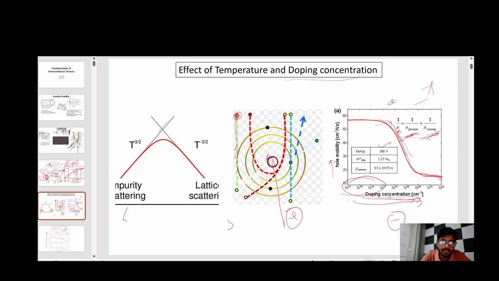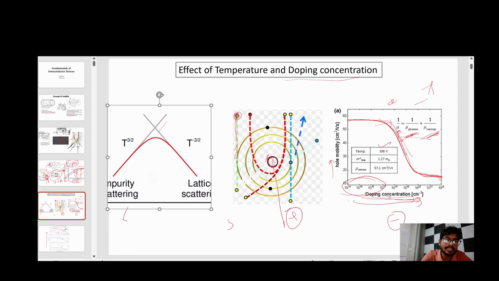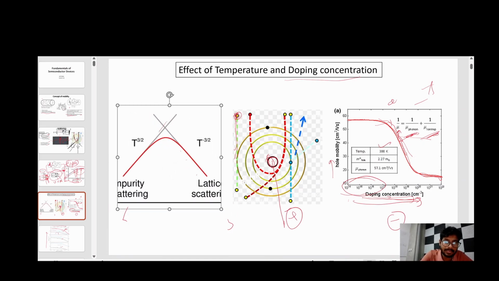Impurity scattering. So this is the mobility mu that is given, which is associated with any electron or hole. With impurity scattering, it is shown against the temperature T. If you increase the temperature, the impurity scattering will decrease.